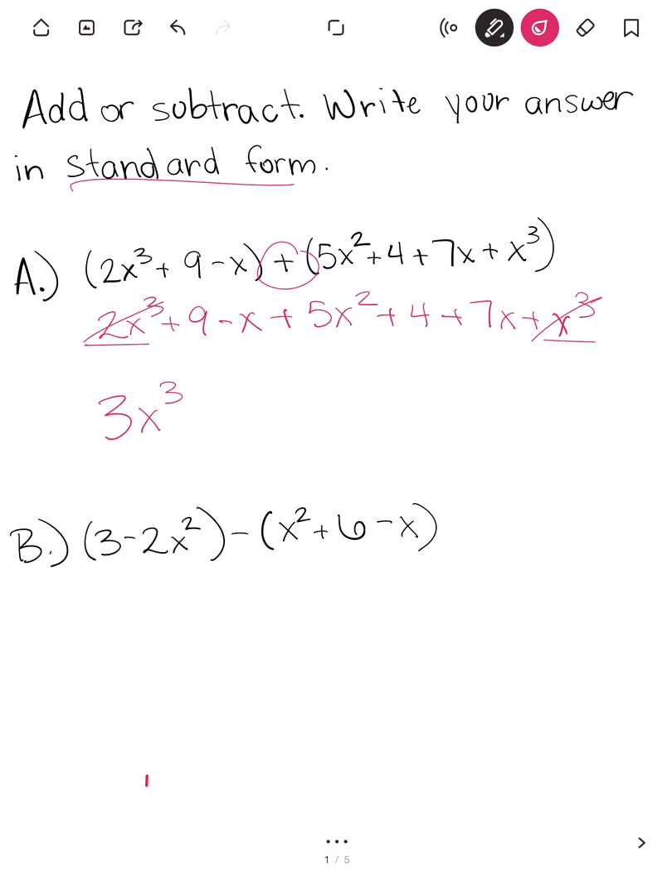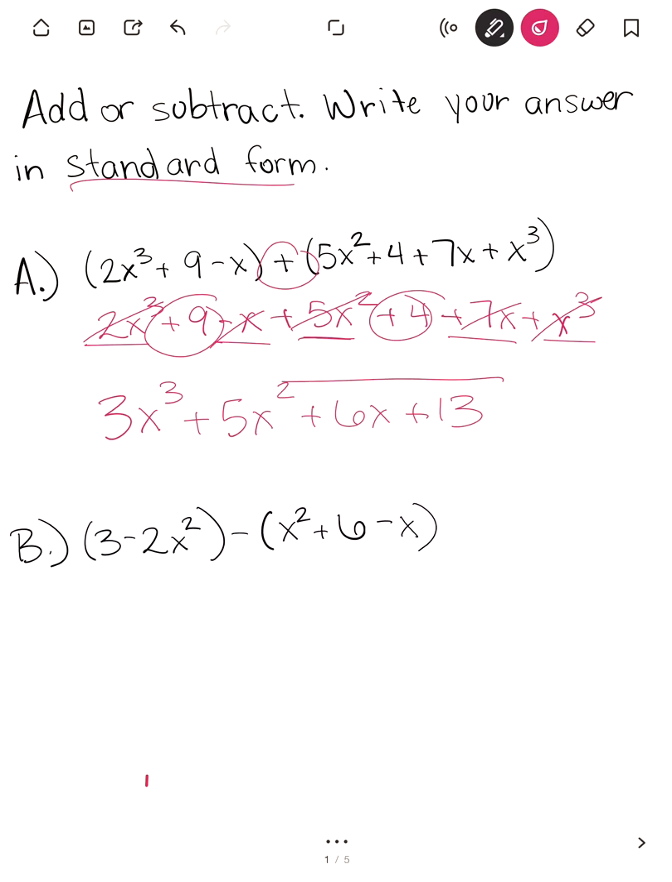So I'm done with those. And then after x cubed comes x squared. It looks like I only have this one right here, so I'm just going to bring that down. Nothing to combine it with. And then x comes after x squared. I have a negative x here and a positive 7x there. So negative x plus 7x gives me a positive 6x. And then it goes to my constant, my number without a variable. So I have 9 and 4, which gives me 13. And that's all there is to adding polynomials.